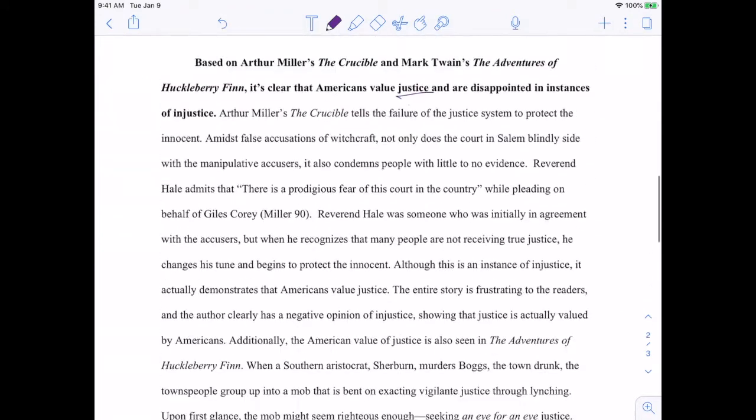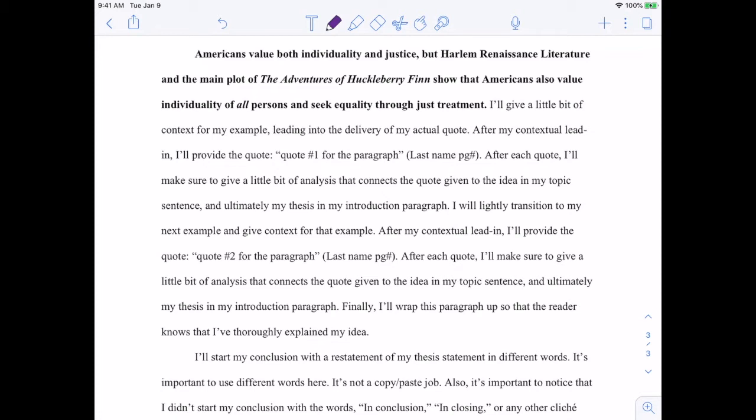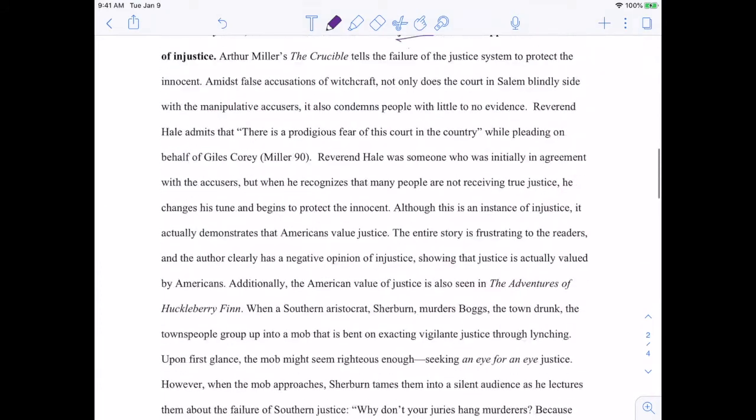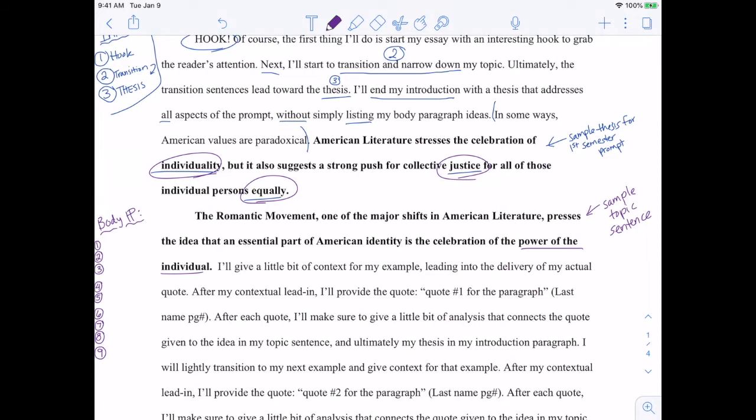If I were to go to my third topic sentence, just down here, it says, Americans value both individuality and justice, but Harlem Renaissance literature and the main plot of The Adventures of Huckleberry Finn show that Americans also value individuality of all persons and seek equality through just treatment. Once again, if I go back up to my thesis, does it mention equality? Yeah, it does. So all 3 of my topic sentences ultimately relate back to my thesis, and that's really, really important. Okay, so back to my first body paragraph here and kind of the components that need to be there.